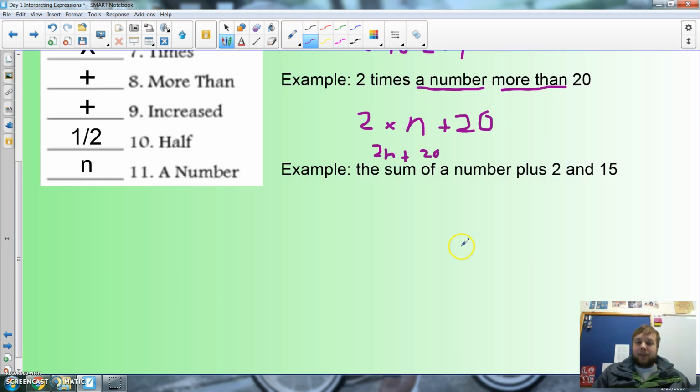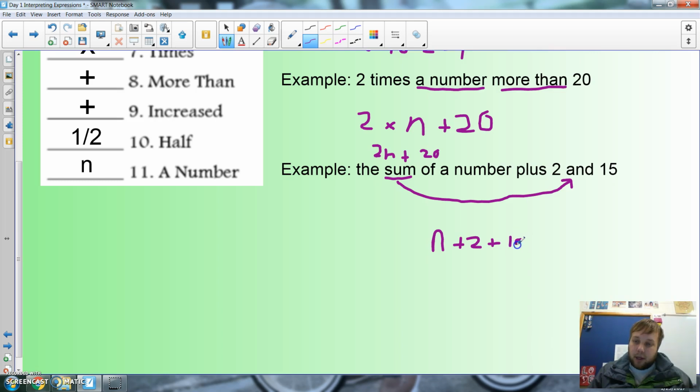Alright, next. The sum of a number plus 2 and 15. Well, I'm seeing one of those sums, and I need to put it where the and is, so that needs to go there. So a number plus 2, so a number, which is n, plus 2, which means I'm going to add 2, and 15. So I'm going to go and 15.